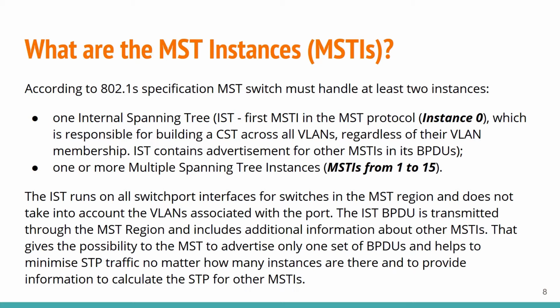Multiple spanning tree instances have instance numbers from 1 to 15. The IST runs on all switch port interfaces for switches in the MST region and does not take into account the VLANs associated with the port. The IST BPDU is transmitted through the MST region and includes additional information about other MSTIs. That gives the possibility to the MST to advertise only one set of BPDUs and helps to minimize STP traffic no matter how many instances there are, and to provide information to calculate the STP for other MSTIs.